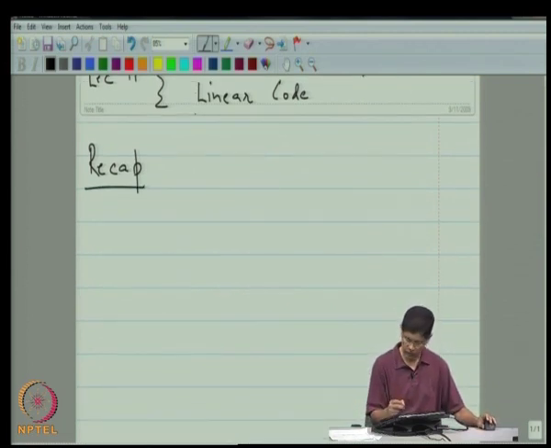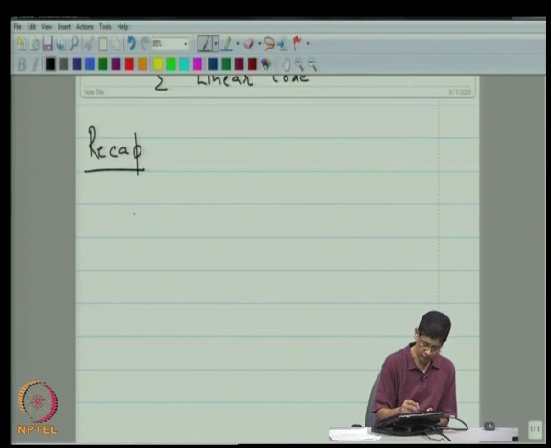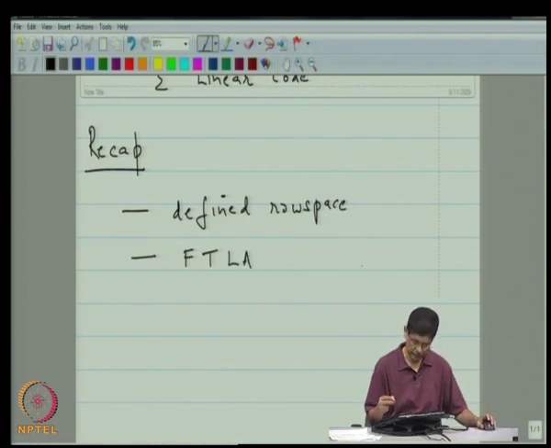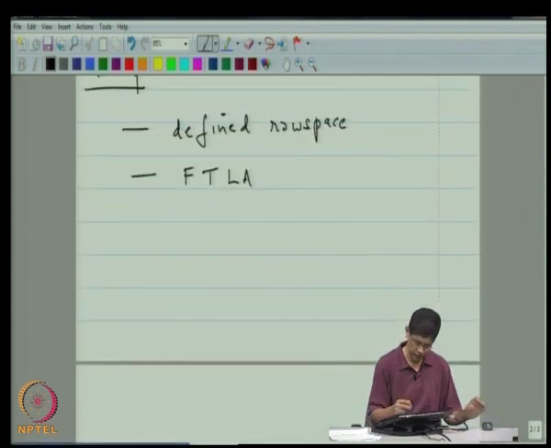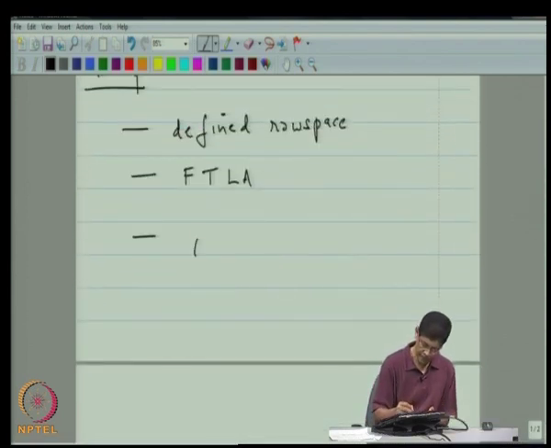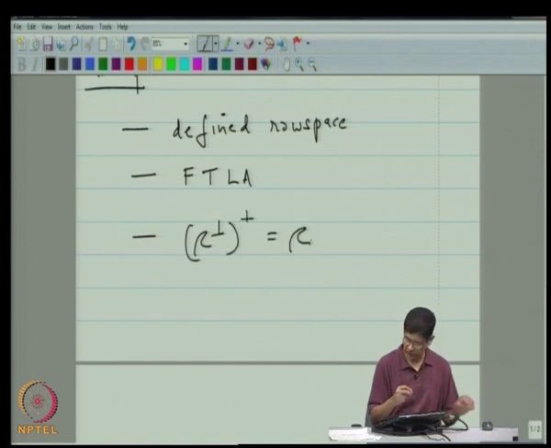So, first we made a couple of observations relating to linear algebra. We defined what is meant by the row space. Then I went through the fundamental theorem of linear algebra. After this, we proved that the double dual is the code itself.